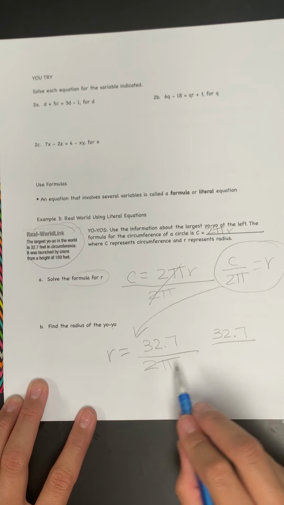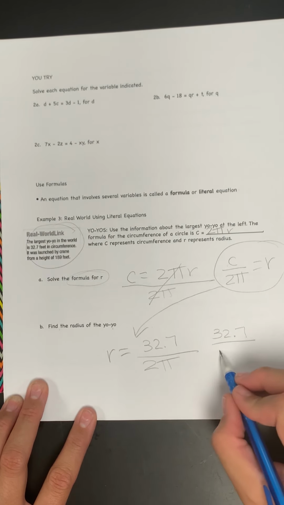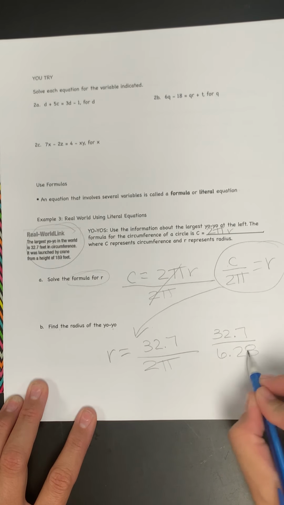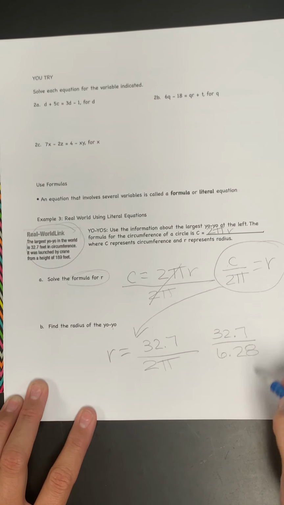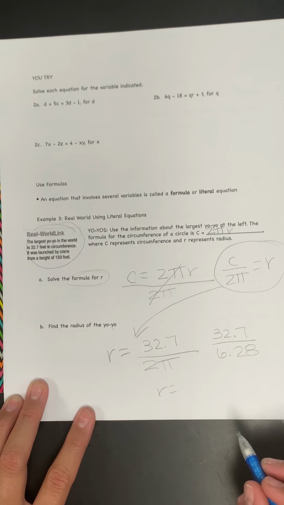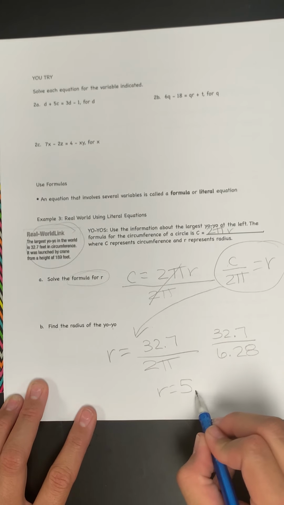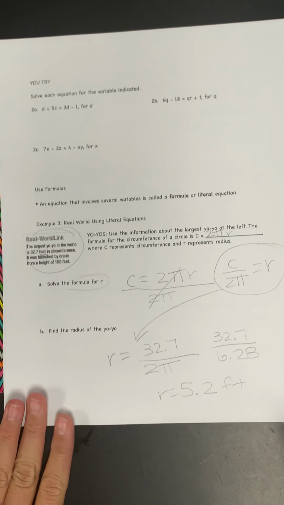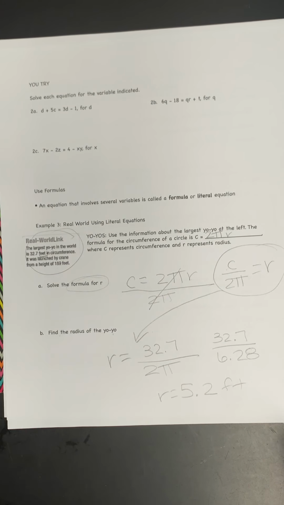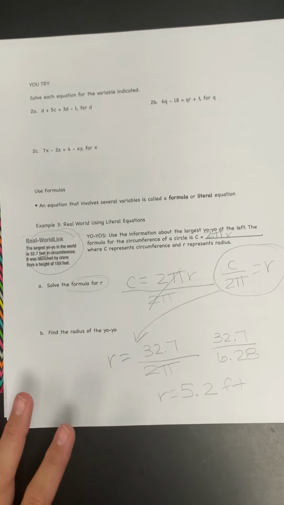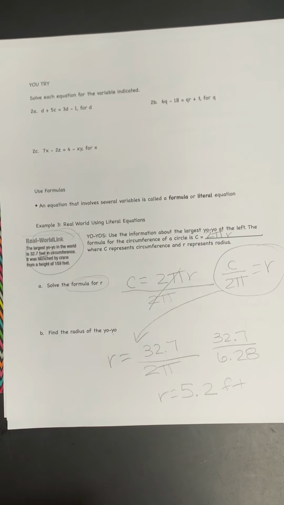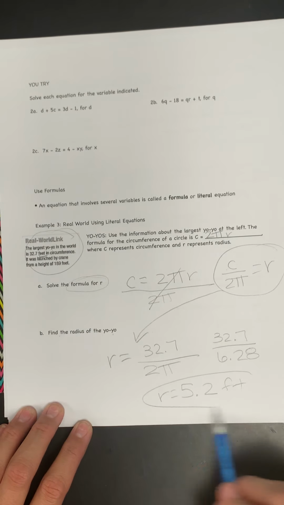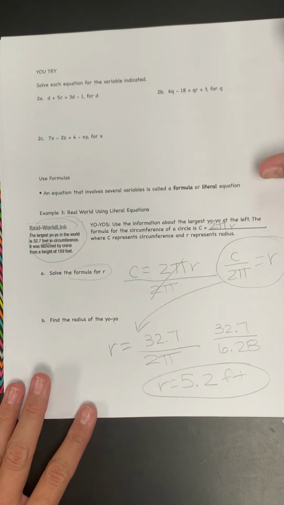So 32.7, and I'm just doing 2 times 3.14, so I get 6.28. And then if I divide those out, I get that the radius equals about 5.2 feet. In this problem, it doesn't tell you what to round to. So rule of thumb, I would just round to the nearest hundredths. If not, then to the nearest tenths like we did in this example.